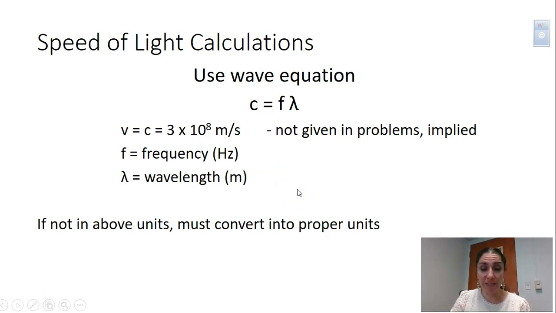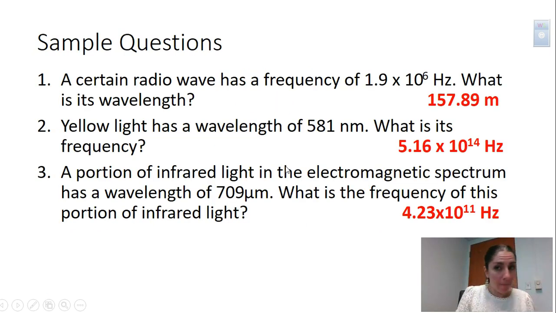But as always, because these waves can be really big or really tiny, and the frequency can be really small and really large, they're going to put that in different units. So make sure you convert into hertz and meters, because we want to use this constant, which is in meters and seconds. So if you don't have it, it won't work. In fact, you could look at these problems, and if you notice, for the most part, these are in very large units or small units.